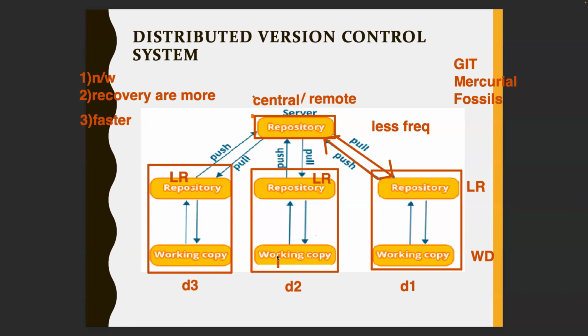Are we clear with this architecture of distributed version control systems in general? We'll talk about the architecture of Git in particular in a few minutes. But before we go there, any questions from anyone?